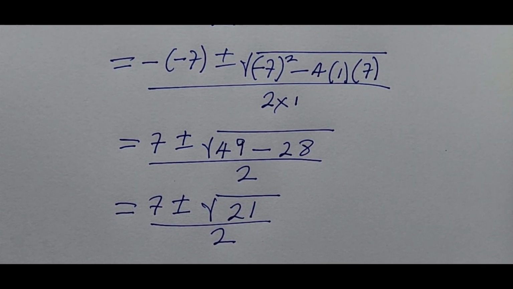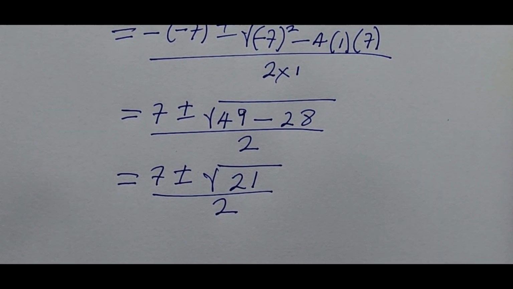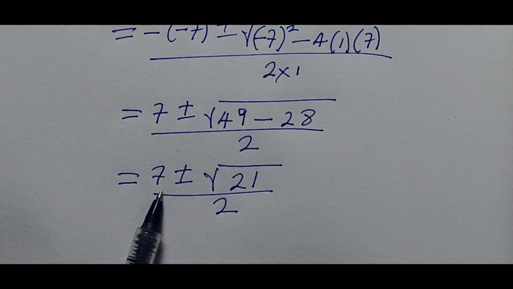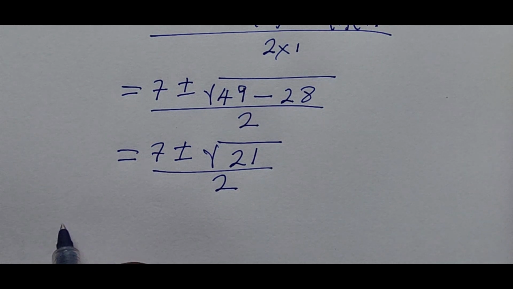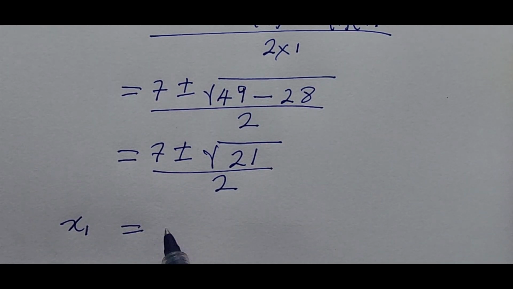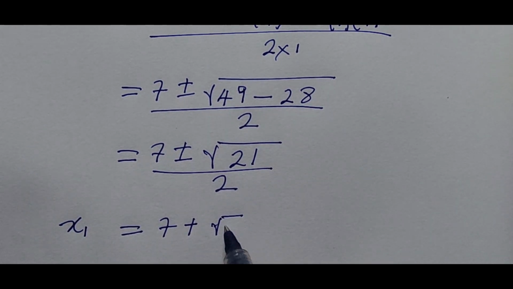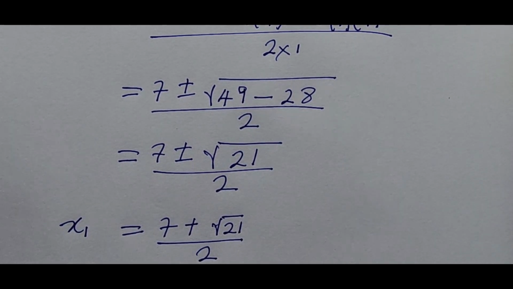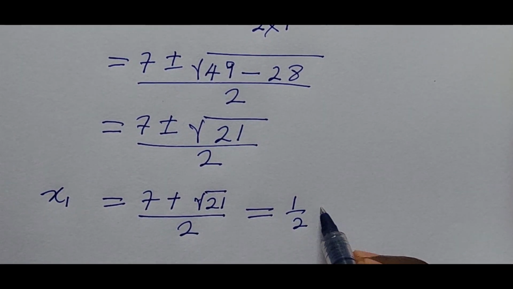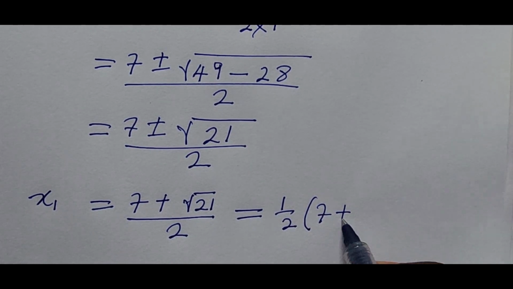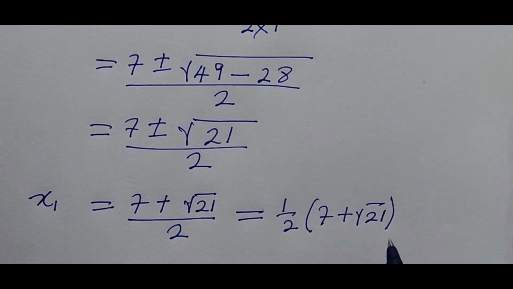Good. Now 21 is not a perfect square. We all know that, right? Good. So since it's not a perfect square, we just have to leave it in that format. And so we can rewrite our answers. We have two roots or two solutions of x from here. So we're going to have x1 from here is equal to 7 plus the square root of 21 all over 2, and can be expressed in a better format as 1 all over 2 into 7 plus the square root of 21 close bracket.